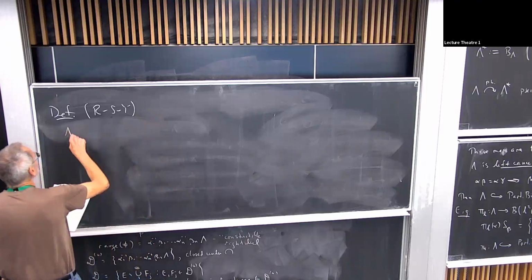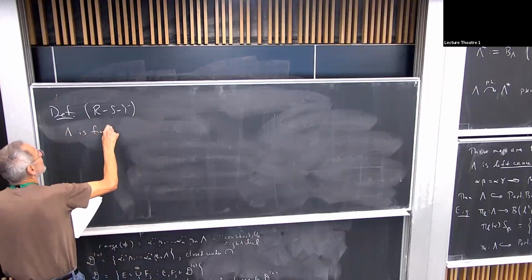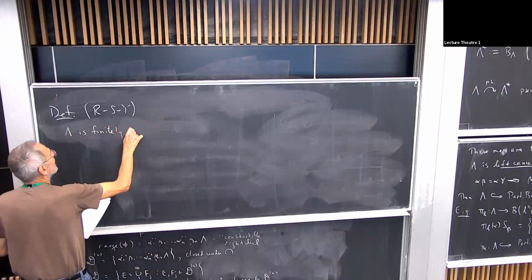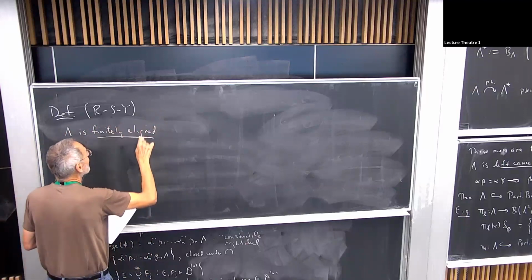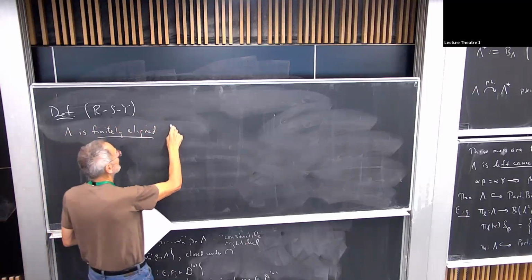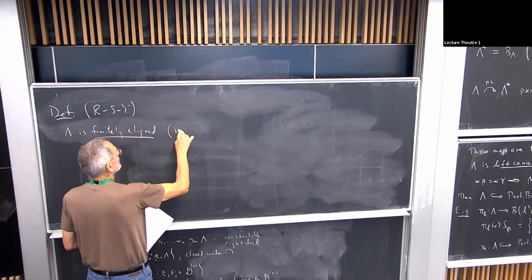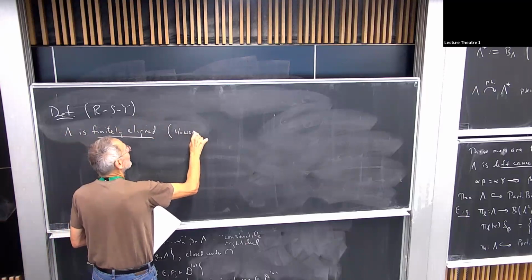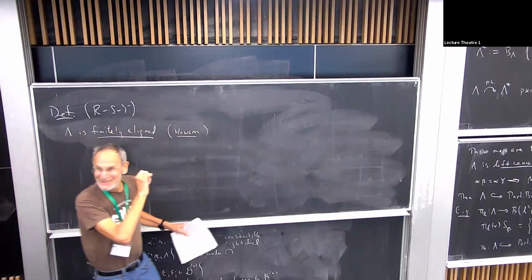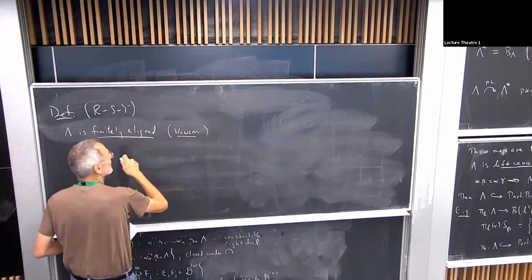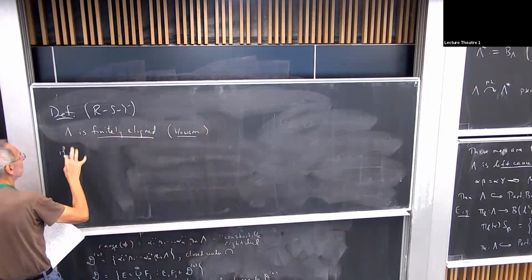So lambda is called finitely aligned, or I call it that. And I think in the next talk, I'm going to find out that it's actually a much older notion, and it's really called Hausdorff. Is that right? Well, you don't know the definition yet, but that's pretty. So there are various ways of putting it.